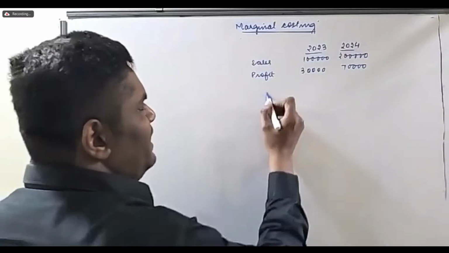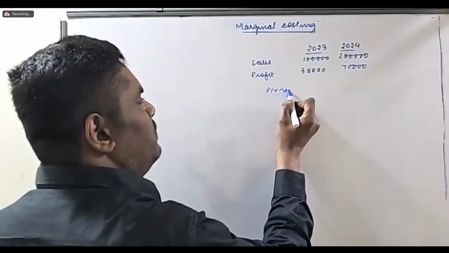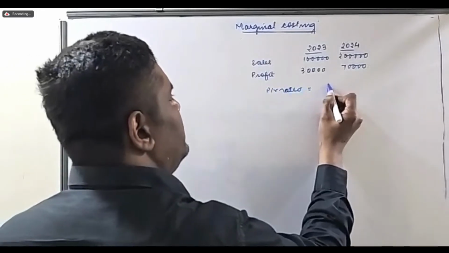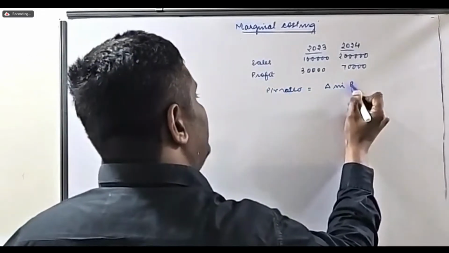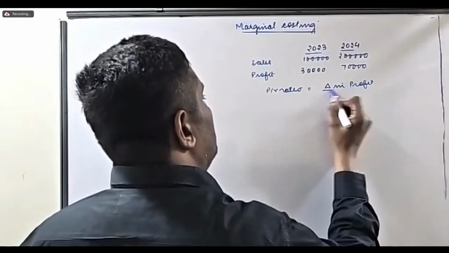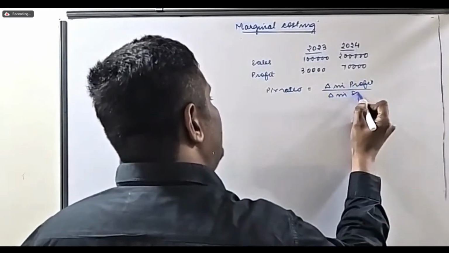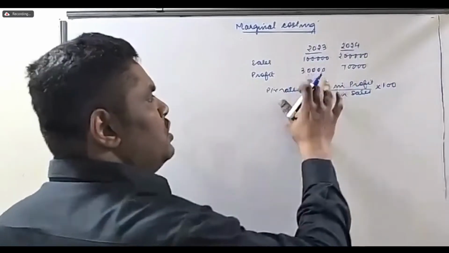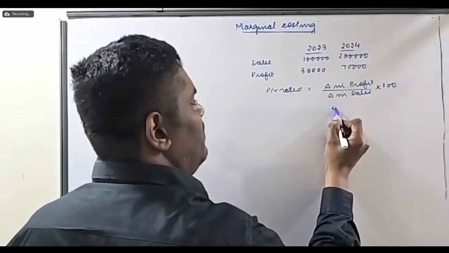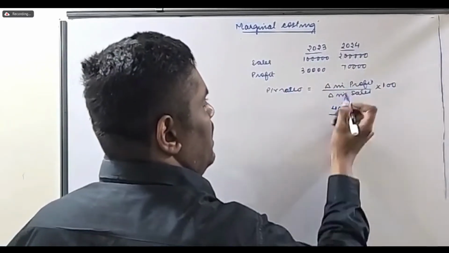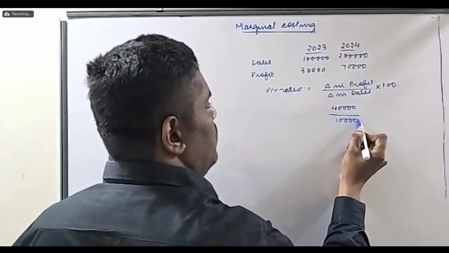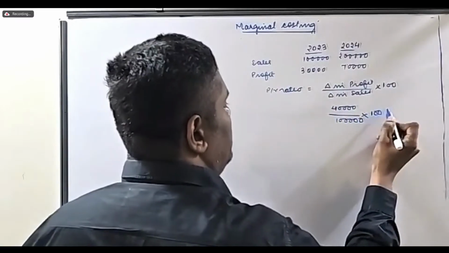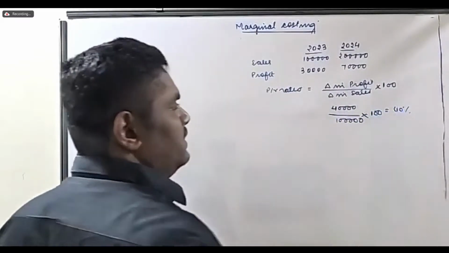So when the two period figures are given, when talking about PV ratio, we can directly calculate it as change in profit divided by change in sales into 100. So how much is the change in profit? 40,000. How much is the change in sales? 1 lakh. So this is how we will get 40%.